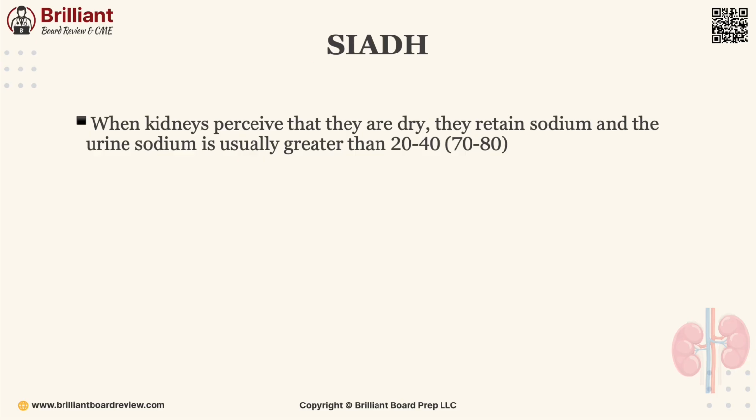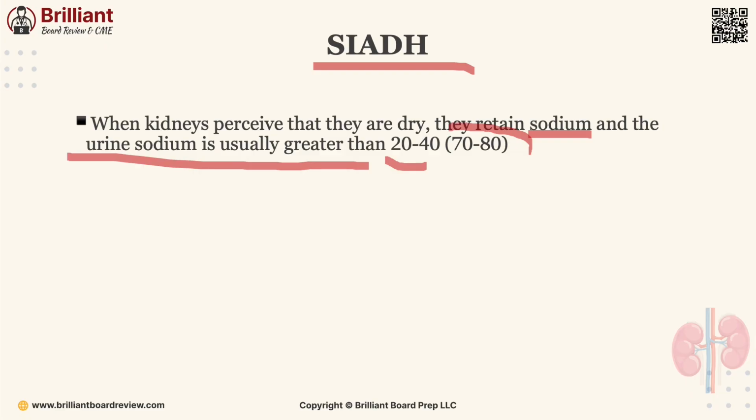All right, SIADH. This is going to be your main one for hyponatremia. When the kidneys perceive they are dry, they retain sodium. And usually urine sodium is greater than 20. You'll see 20 to 40, but really the average is going to be 70 to 80. 70 to 80 is a good number.